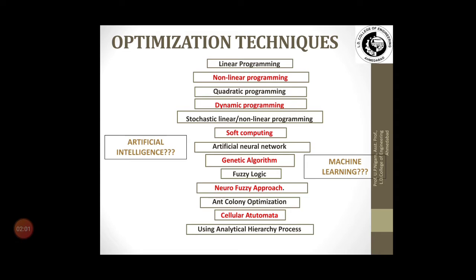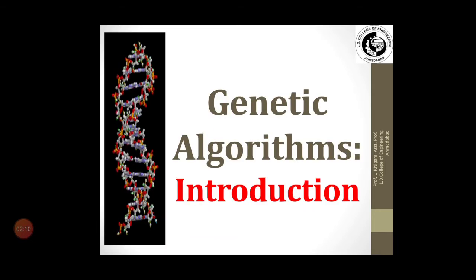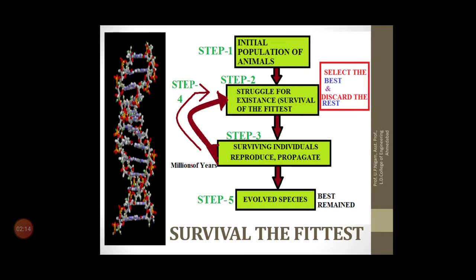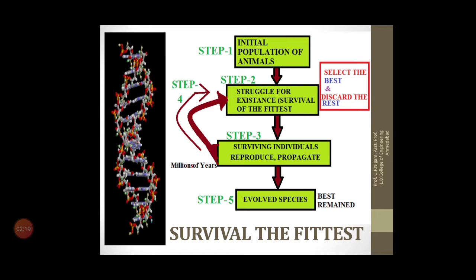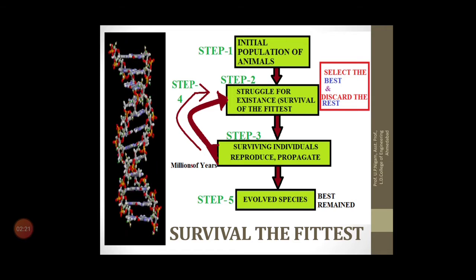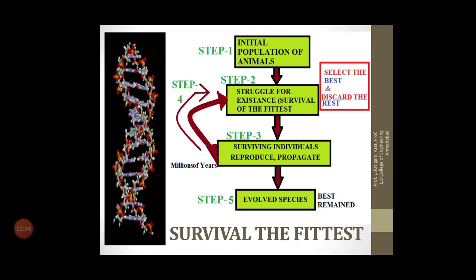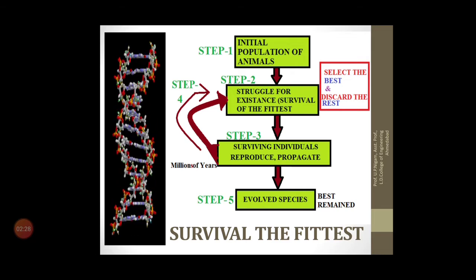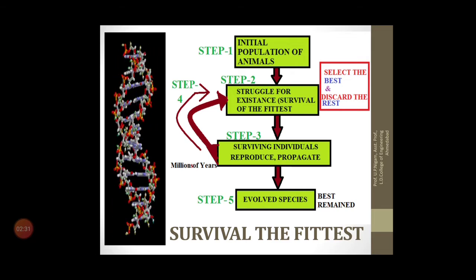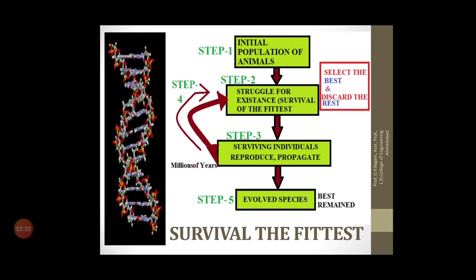These are the different optimization techniques, in which soft computing techniques are also there, and today we are going to look into the genetic algorithm. So now let's have an introduction to genetic algorithms. In this way we can understand Charles Darwin's theory of survival of the fittest. Genetic algorithm is one of the initial evolutionary algorithms that is based on the theory of Charles Darwin, survival of the fittest.